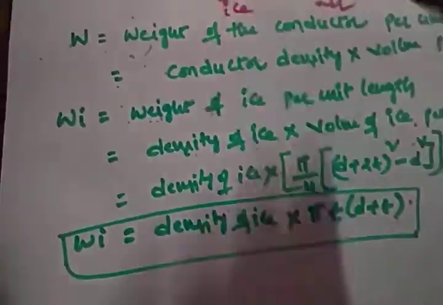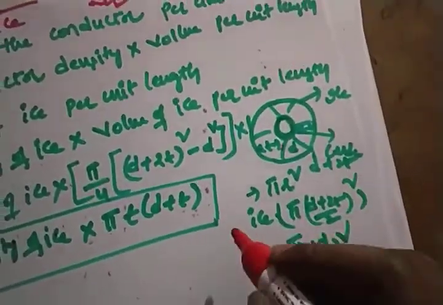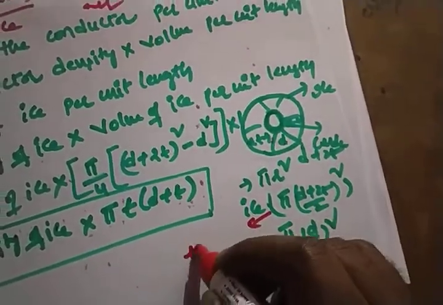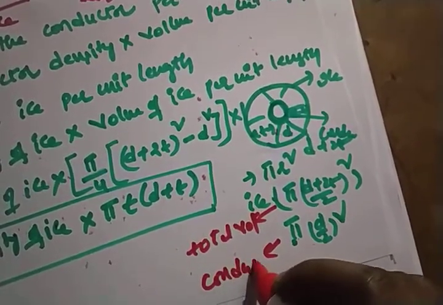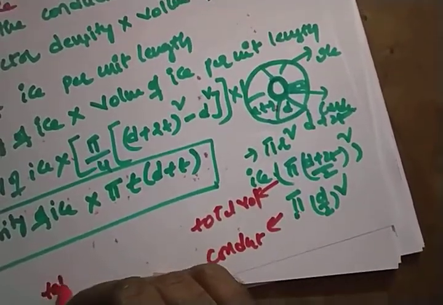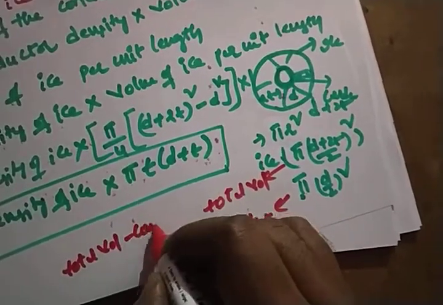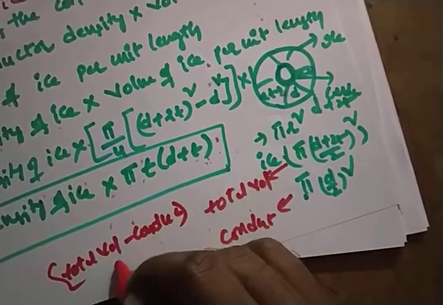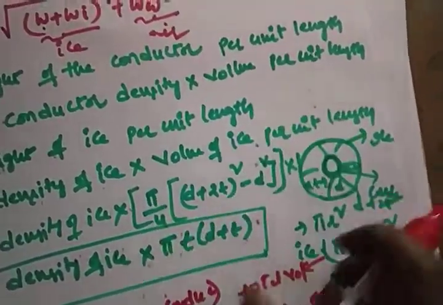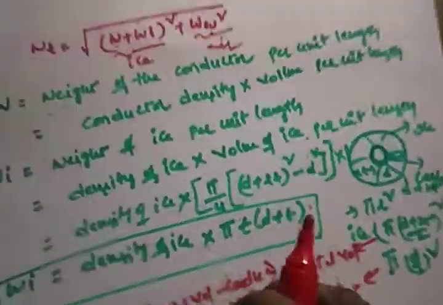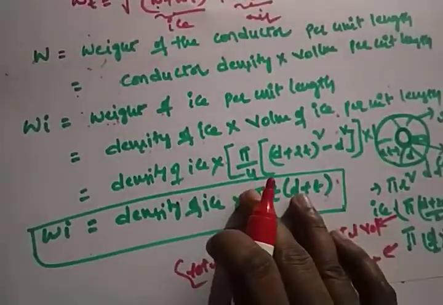I'll write it for you guys. So this is the total volume, and this is the conductor volume. Total volume minus conductor volume gives the ice volume. So this is the formula that you have to use to find out the ice weight present on the system.